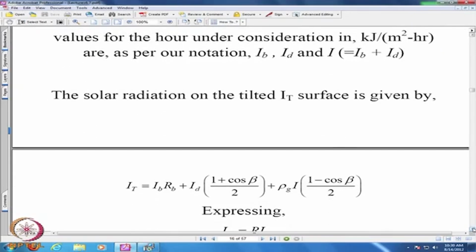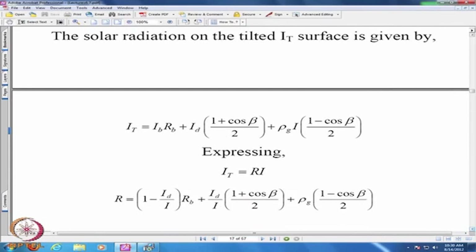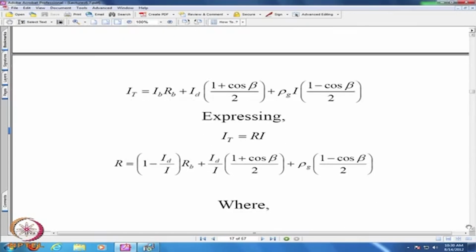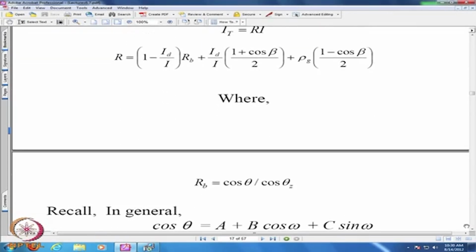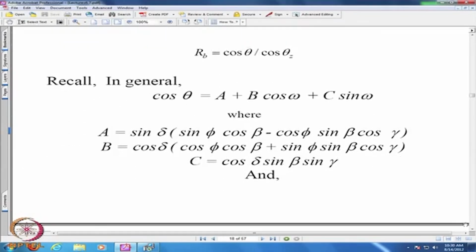Now the expression to calculate the solar radiation received by a tilted surface comprises the direct radiation plus the sky diffuse radiation plus the ground reflected radiation. Again, the overall factor R can be written in terms of the diffuse fractions, where of course R b is this much, and this is a repetition.